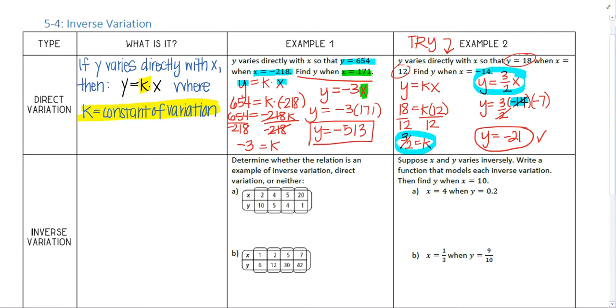Alright, in the next two videos we're going to look at inverse variation and joint variation or combined variation.